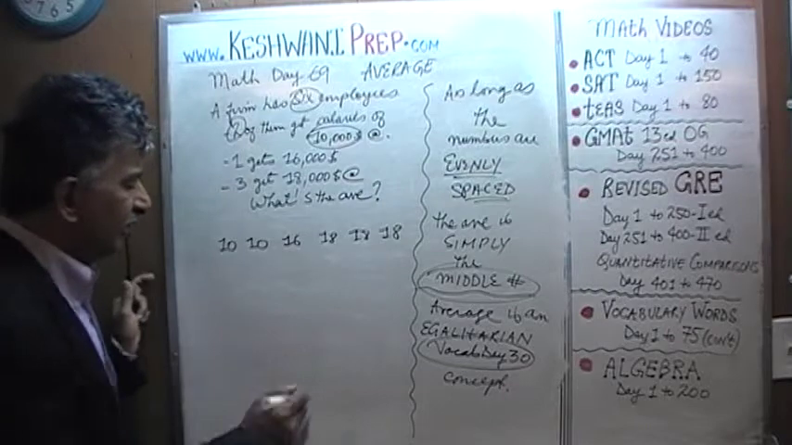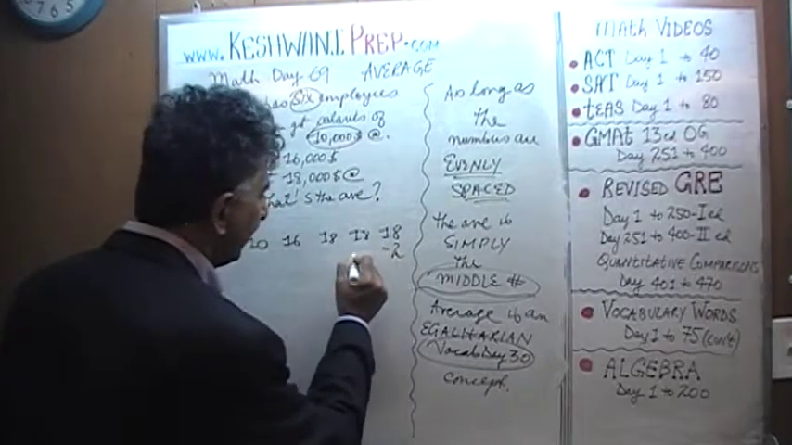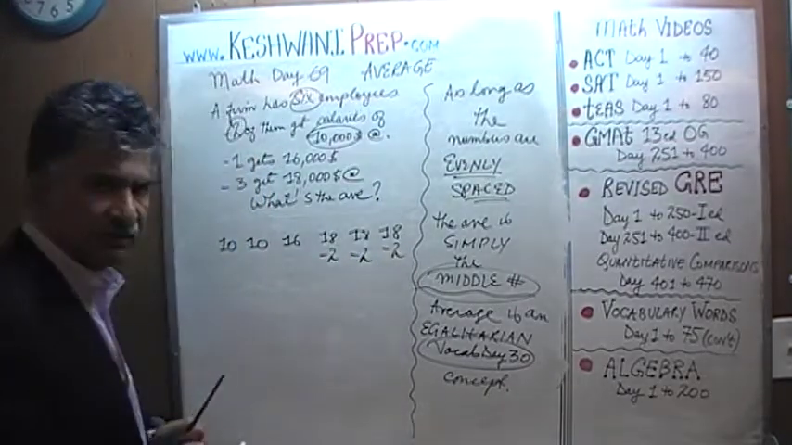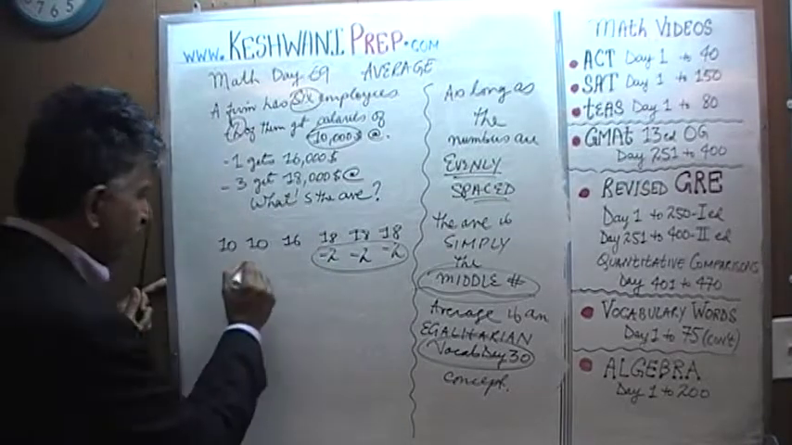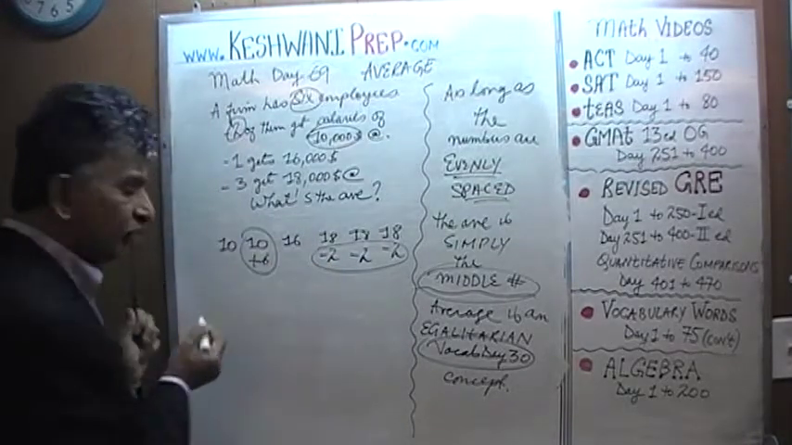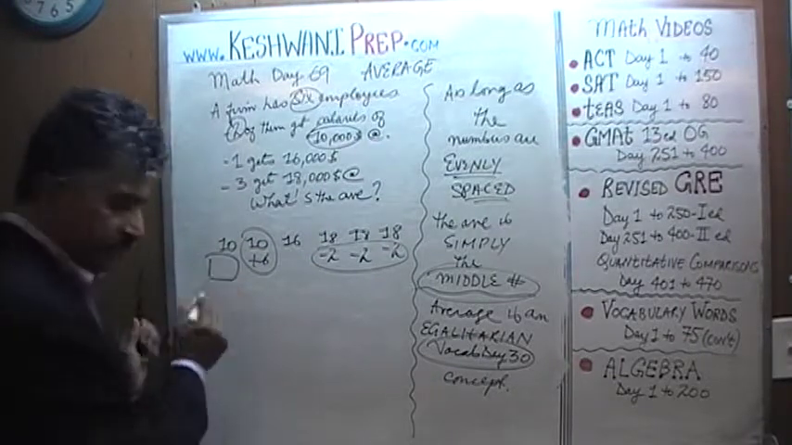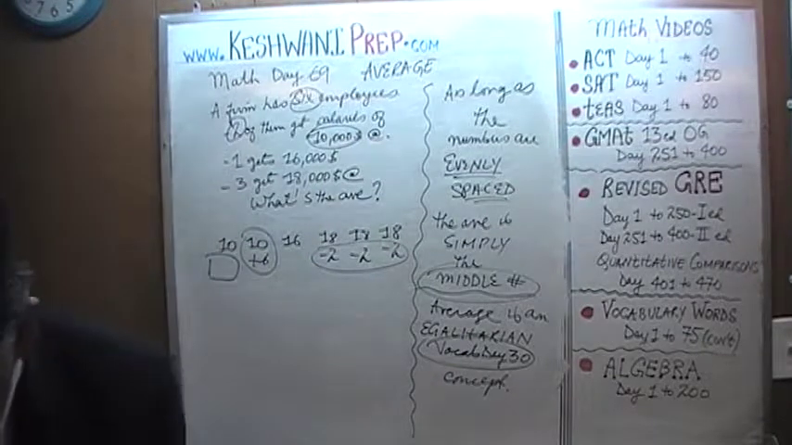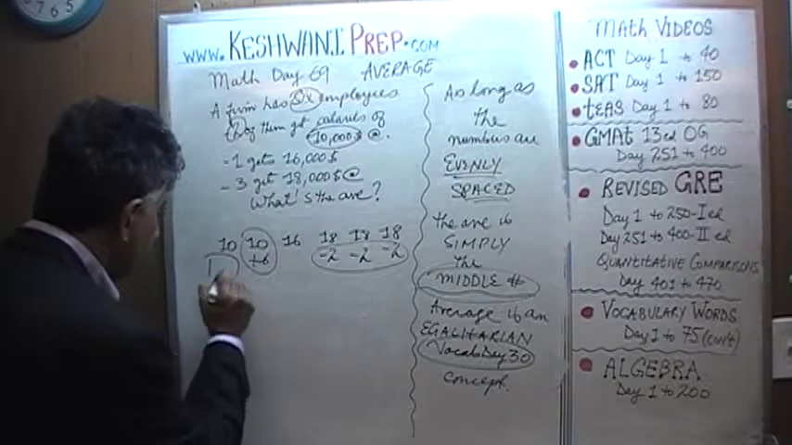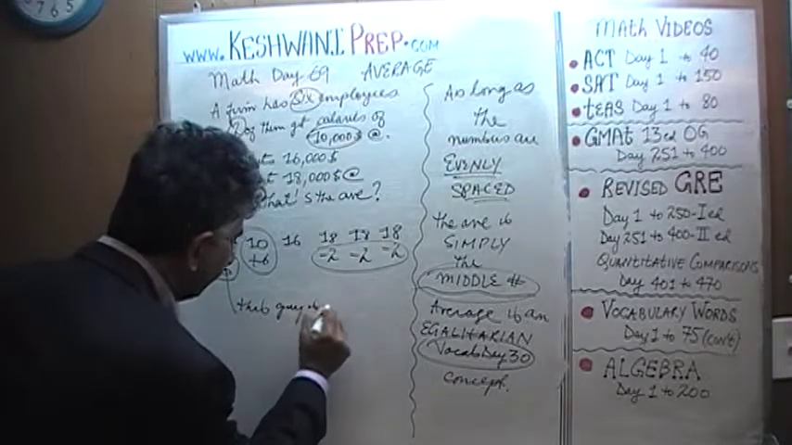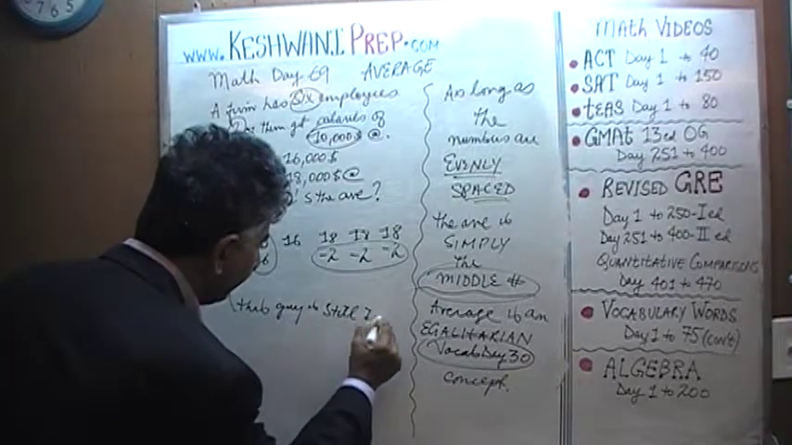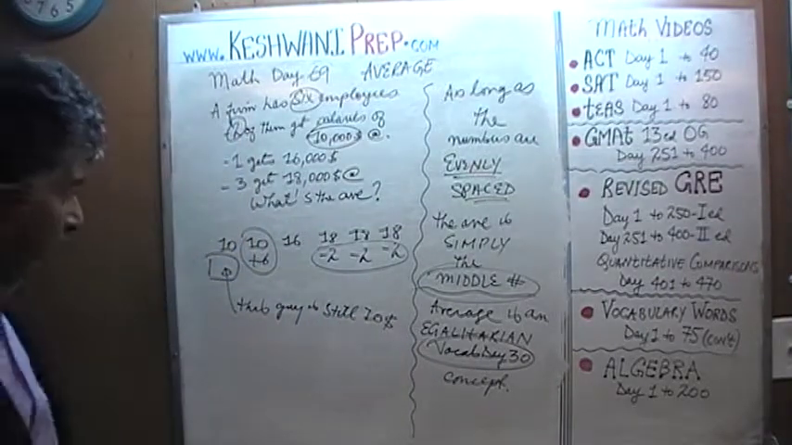So how can we make these three numbers 16? Take away 2 from this guy, take away 2 from this guy, take away 2 from this guy. We have taken away $6 so far. We give the $6 to this guy. Now this guy is 16 also. But this guy is still 10. That's no good. Everybody needs to be 16.